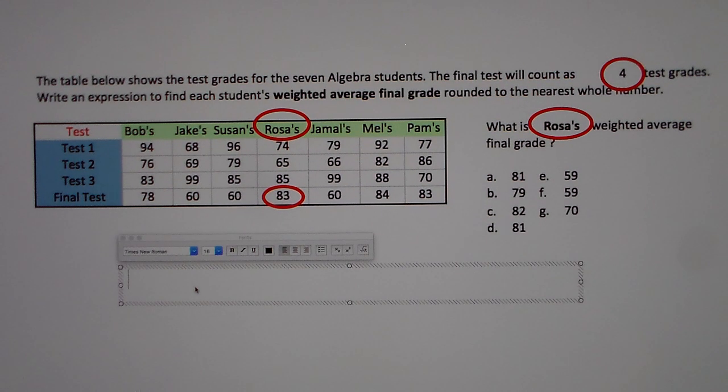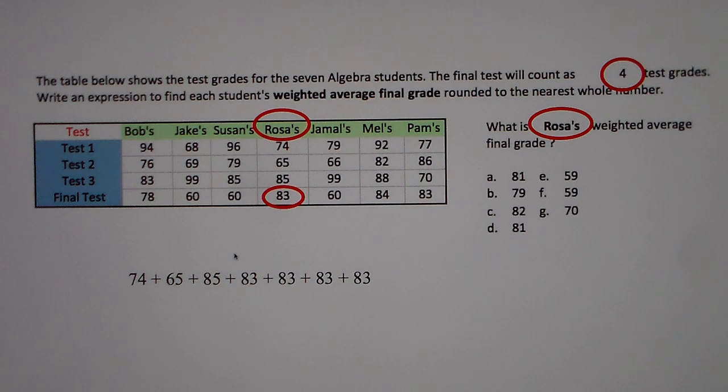Well, our test 1 is going to be 74. That's what she earned. Plus her second test, which is 65, plus her third test, which was 85. Those first 3 scores get counted into her final grade. However, the final test is going to count 4 times the amount. That just means this 83, our final test grade, is going to be counted 4 times. So 85 plus 83 plus 83 plus 83 plus 83. It gets counted 4 times.